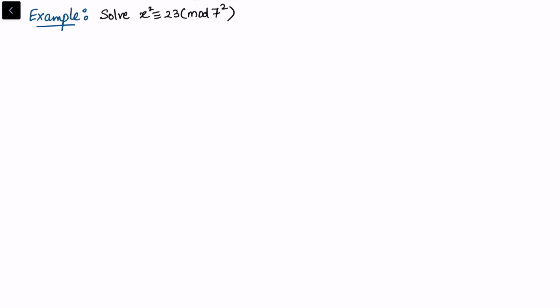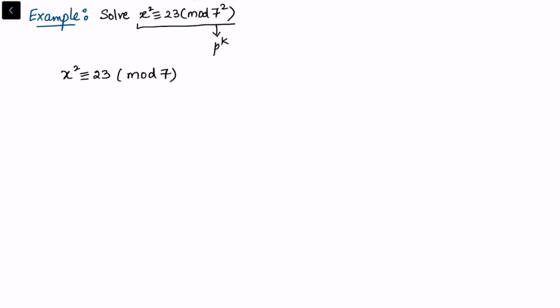Now let's solve this quadratic congruence, and I'm going to follow the same steps that I followed in the theorem. So to solve this case, because it is 7 squared, or like p to the power k, to solve this I have to take one less power. So let me first solve x squared congruent to 23 modulo 7, and from there I am going to reach the higher power.